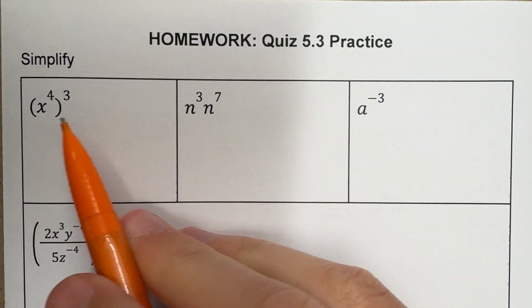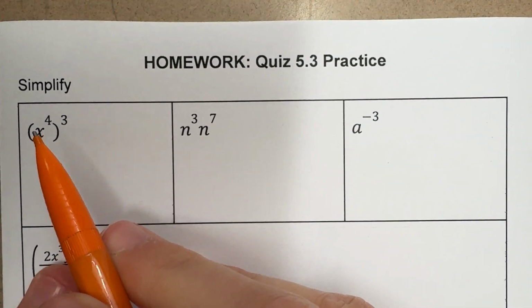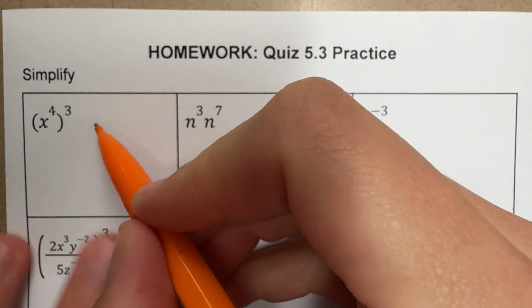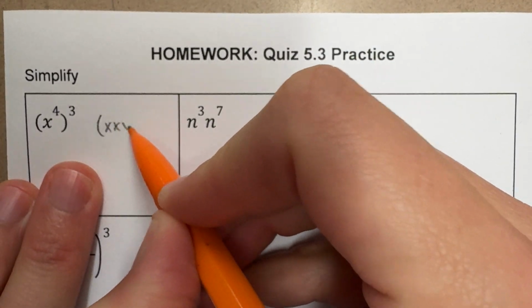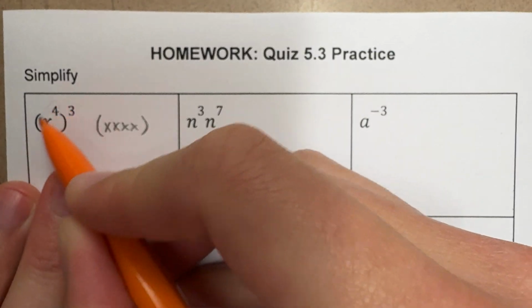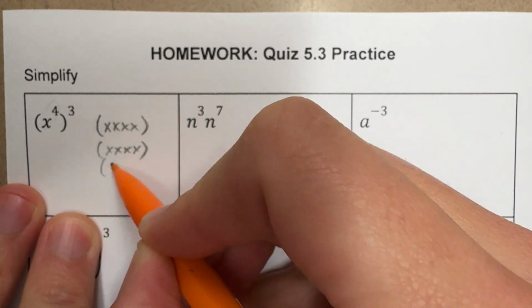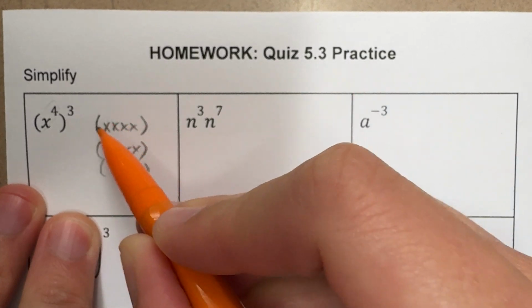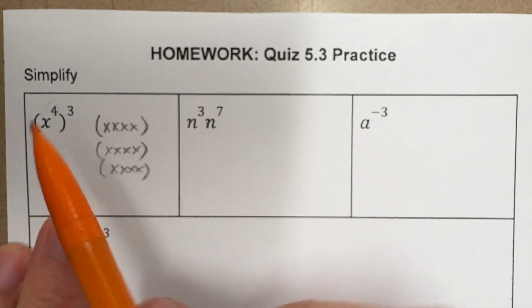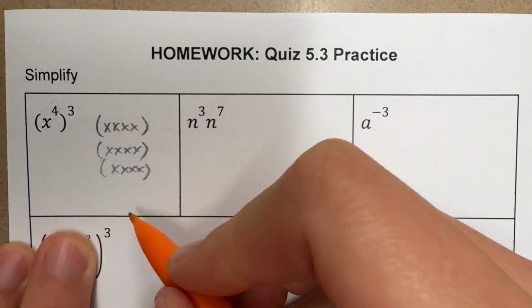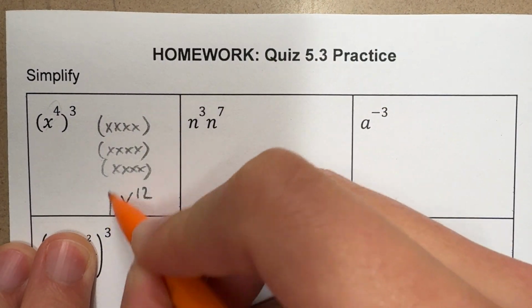All right, so for this first one, what we want to do is, we can always choose to write it out. Ideally, you can also kind of write it out in your head. But what you want to picture is that this is this. X to the fourth is this, and then it's all of that 3 times. So how many x's is that going to be? Well, you could count, but you can also see, oh, it's 4 x's 3 times. Well, that's going to be 4 times 3. That's going to be 12 x's.